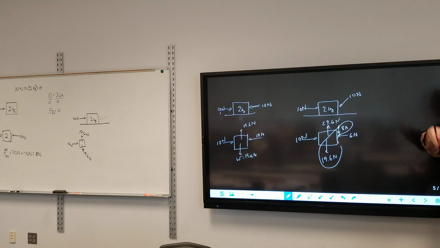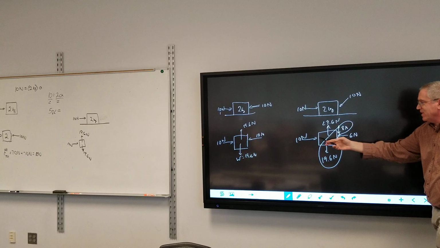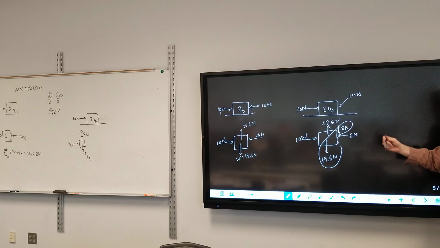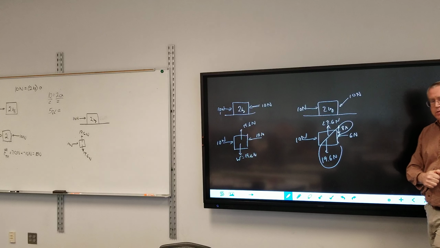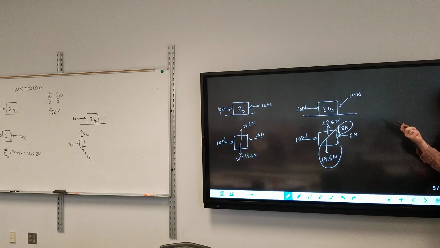So I'm still in equilibrium vertically. This thing is not going to accelerate into the ground or come off the ground, but horizontally, it's now out of balance. It's going to be 10 Newtons, ultimately 4 Newtons acting to the right. Questions? Want to hear about how to connect it to the rope exercise we did?